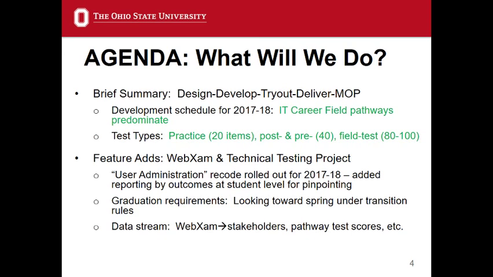Some of the feature adds we'll be talking about throughout this presentation from WebXam and our technical testing project. User administration recode rolled out for 2017 to 18. Added reporting by outcomes at the student level for pinpointing where instruction might need to change, not only at the class level, but at the individual learner level. Graduation requirements, looking towards spring, under transition rules for this year, 17-18.